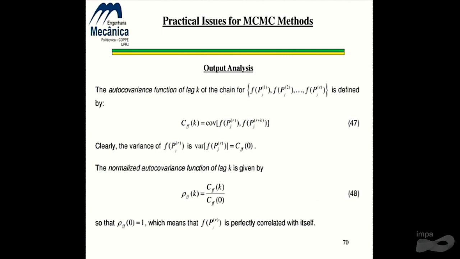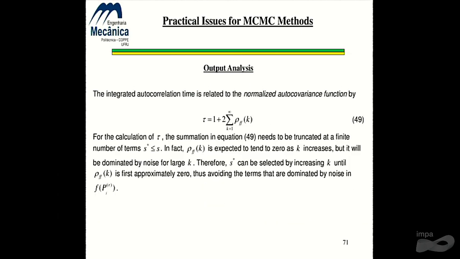And you can also compute, instead of the autocovariance, the normalized autocovariance, which is the autocovariance divided by the covariance for k equals 0. The covariance for k equals 0 is actually the variance, because it's the covariance of R with respect to P at state R with respect to P at state R. And this is 1, and then this is expected to go down to 0 as k increases. And the integrated autocorrelation time is related to this normalized autocovariance function by this formula, okay?